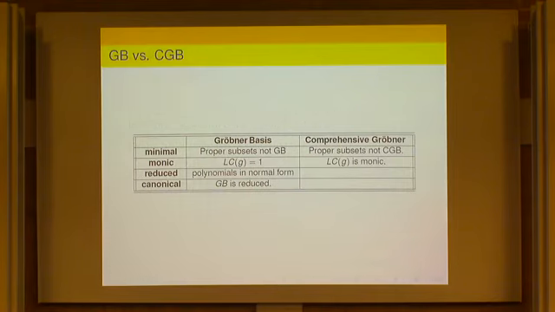So here is what we have so far. Minimal: proper subset, not GB. Here also in the comprehensive Groebner basis: proper subset, not CGB. Leading coefficient 1; here the leading coefficient is monic. Reduced, polynomial normal form: no result there yet. Okay, canonical: reduced GB is canonical with respect to every ideal, once you fix the ordering. No result there.